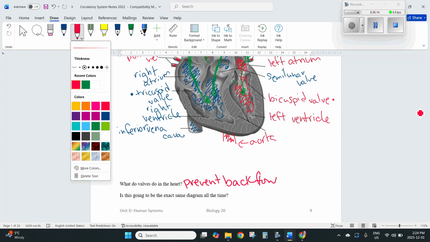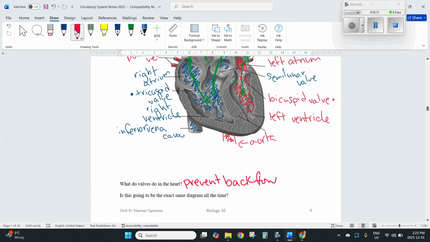Now, do you think that you're going to get the exact same diagram every time? Probably not. There are going to be subtle differences here. You'll still have your four chambers, and the labels will all be the same, but it'll always be a different diagram. So this means you're going to have a labeling quiz.